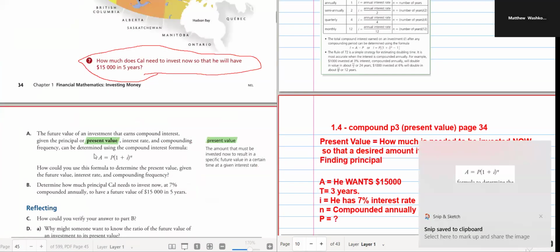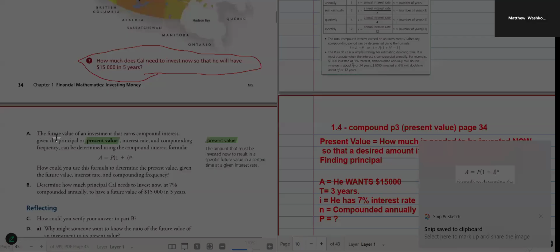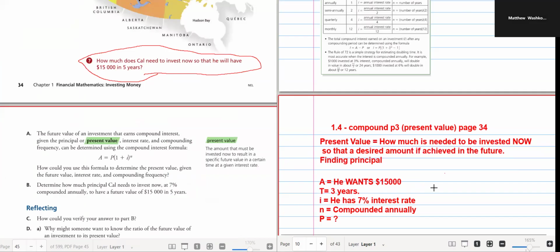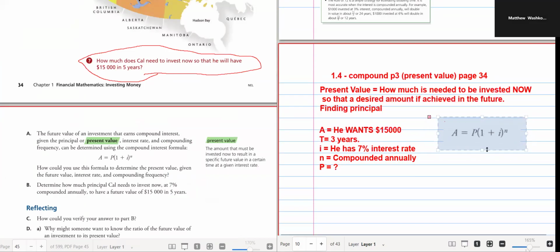So the future value, let me just put this in here. Make sure you get that down. I'm not going to reintroduce P or I or N, or A, and so on. You have that now. But the future value of an investment that earns compound interest, given the principal or the present value, interest rate and compounding frequency, can be determined using this compound interest formula.